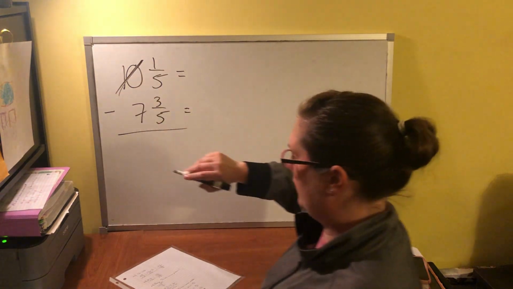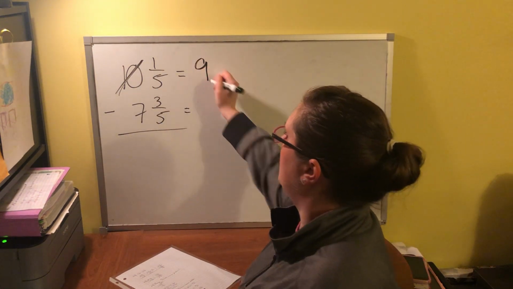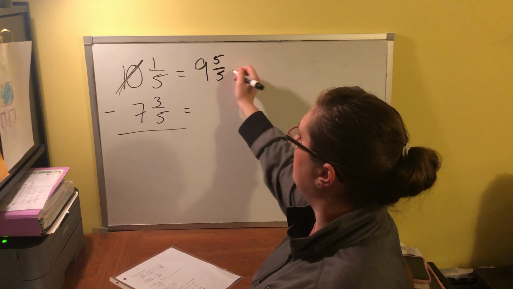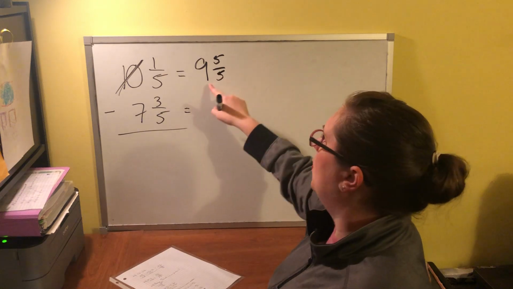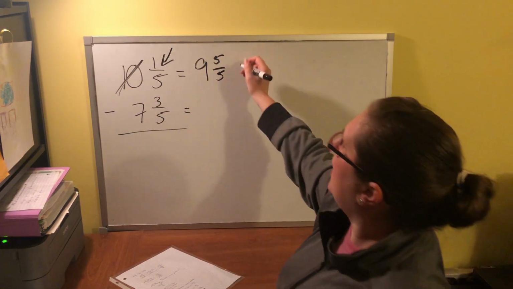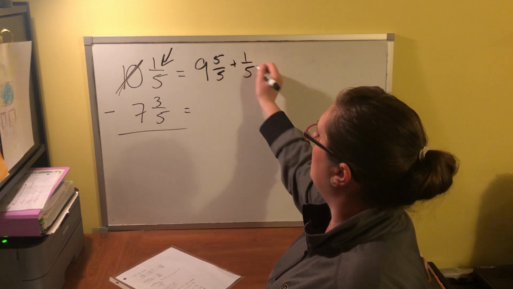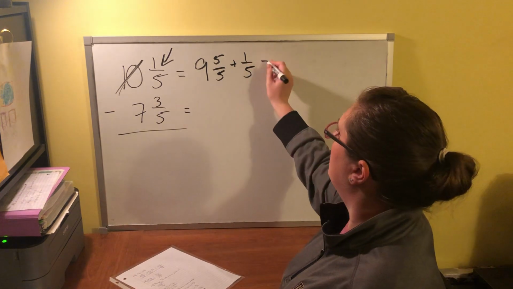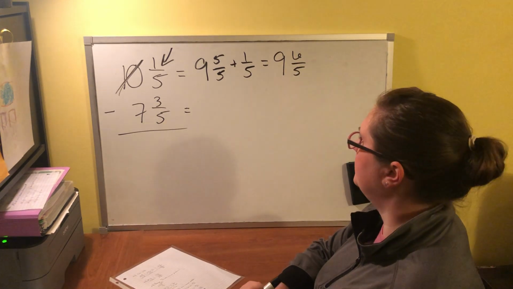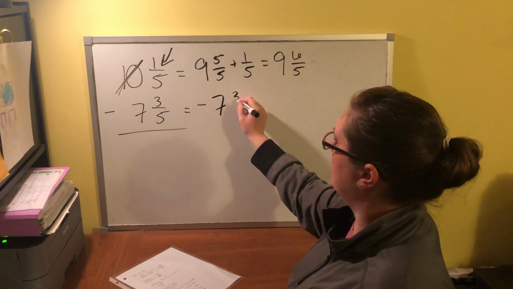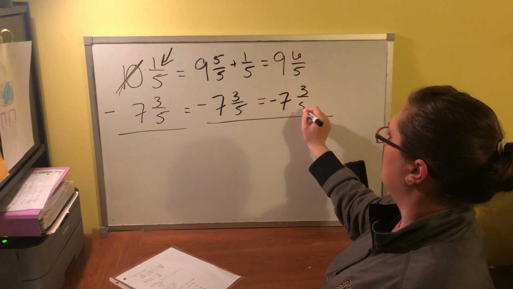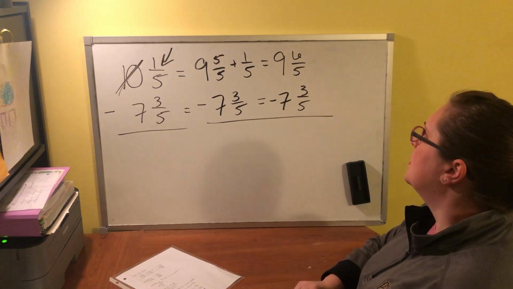So I'm borrowing from that 10, and it's becoming a 9. Use your common denominator. We have 5, so this is now 5 over 5. So 5 divided by 5 is 1. 1 plus 9 is still 10, okay? But I still have this fraction of 1/5 that isn't going anywhere, so you need to add that so that we have 9 6/5. Okay? Still subtracting the 7 3/5, okay?